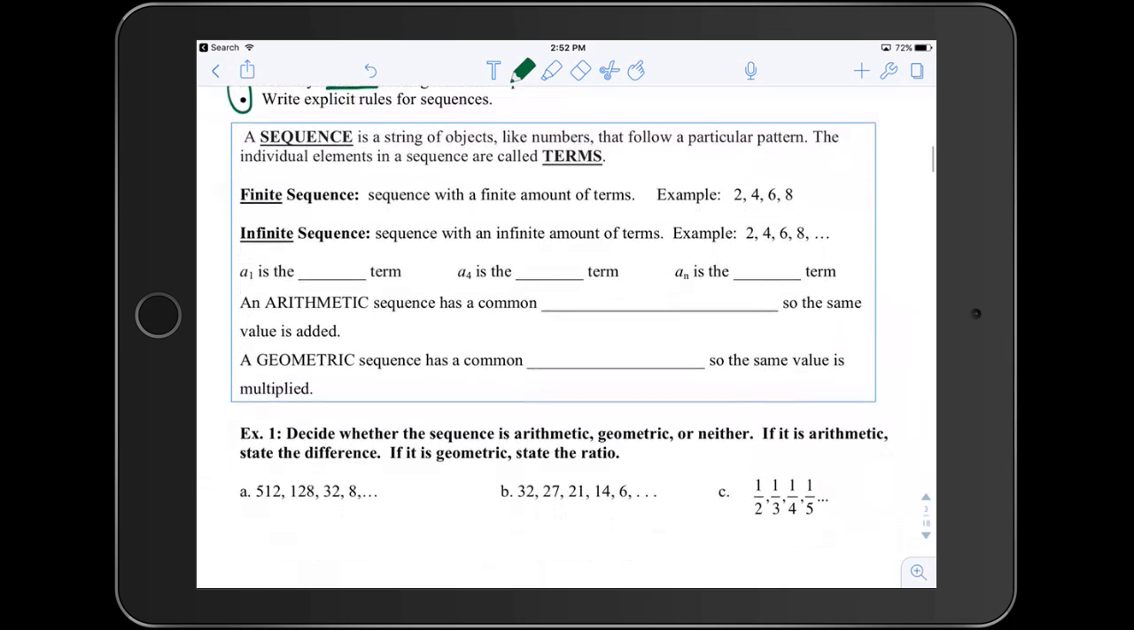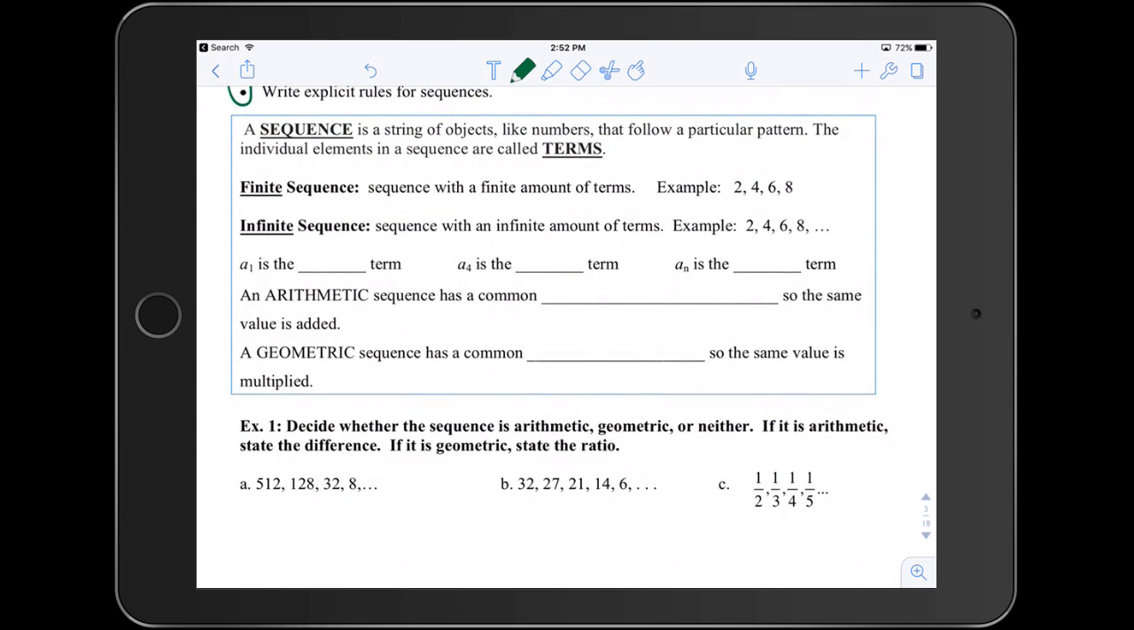Okay, so down here, let's get some of this vocabulary under our belt because it makes doing the math much easier. You'll notice I again talk about what a sequence is. It is a string of objects, like numbers, that follow a particular pattern. So if we say 2, 4, 6, 8, 10, 12, 14, we obviously are talking about the even numbers and we're going up by twos. So that would be a sequence, something that is following some sort of pattern.